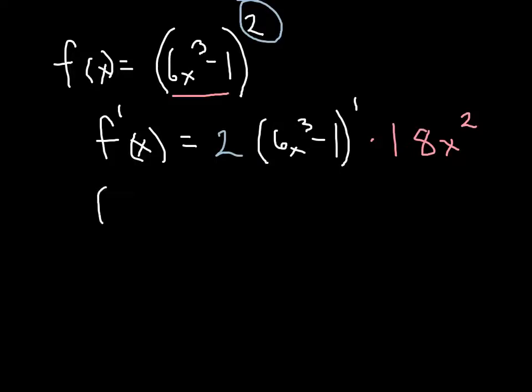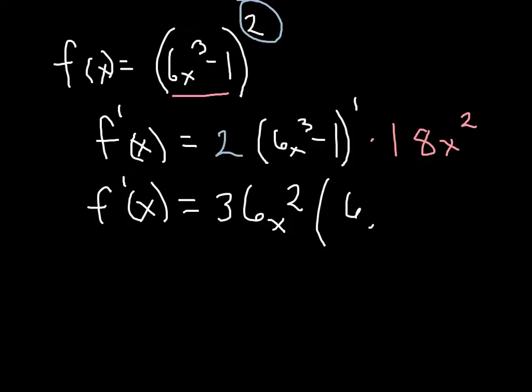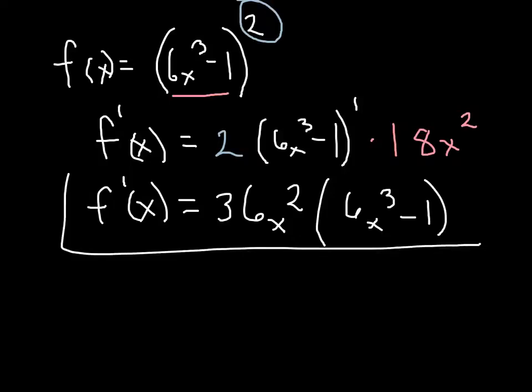So what we're going to do is just combine like terms. We have 2 times the parentheses to the first power times 18x squared. So we can combine the blue and red, and we get 36x squared times the original parentheses, which is 6x cubed minus 1. And the power of 1 can pretty much just disappear. So this is your final answer for the second practice problem. We will now move on to example 3.